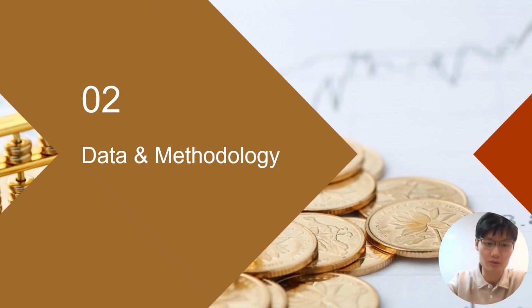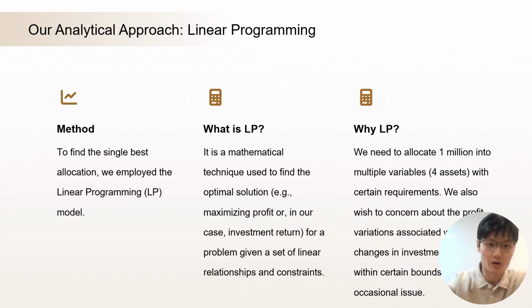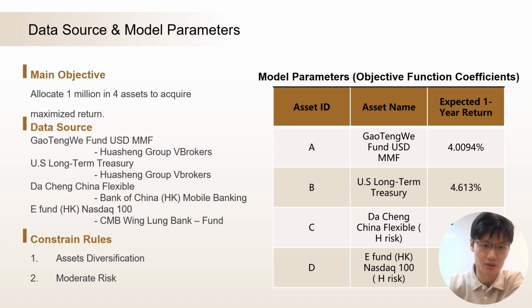So I will talk about data and methodology. For our analytical approach, we use a linear programming model. We have to find the best allocation of return for these four assets. We mainly have to focus on how to build this portfolio within a 1 million range of assets within certain bounds. And the next page is our main objective, as I just mentioned.